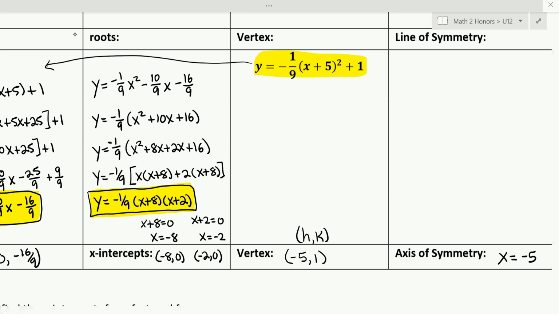Tyler, when I graph this, is this graph going to open up or open down? Open down, why? Not sure? It has to do with a. What is a? If a is negative, it opens down. Okay? And so, Luis, is the vertex going to be a maximum or minimum? Maximum. Why? Because it's opening down, so that vertex will be a highest point. Good. So we're ready to graph this.